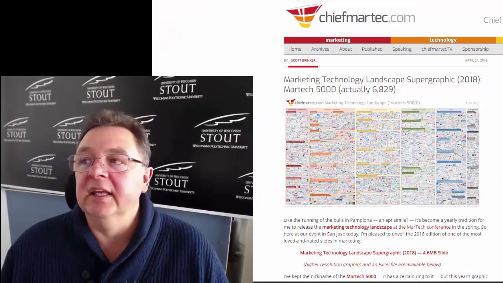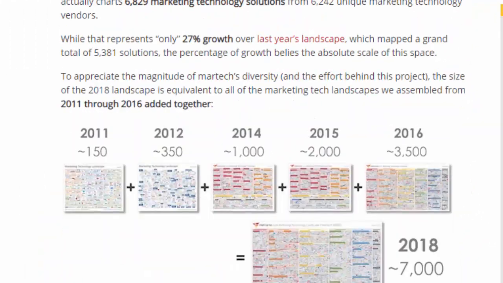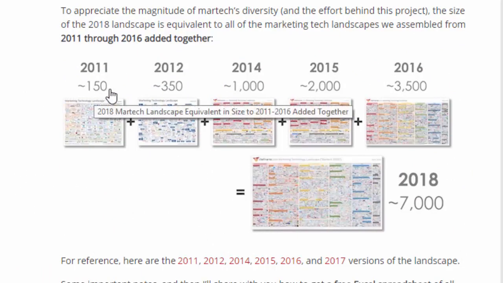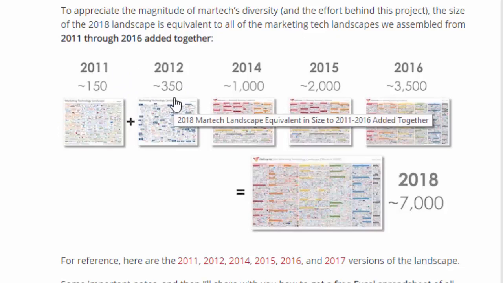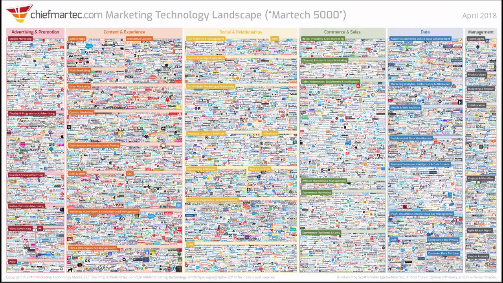So by looking at the marketing landscape supergraphics that have changed over the years, what it allows us to do, and you can see it right here, is look at how this has changed. In 2011, there were only 150 vendors in the marketing technology landscape. By 2012, 350, and you can see the upward growth to where in 2018, there were approximately 7,000 software systems that were working to make the marketing technology landscape work.